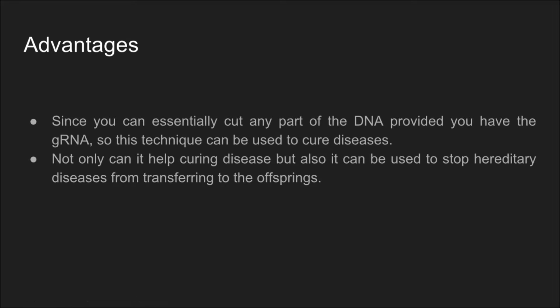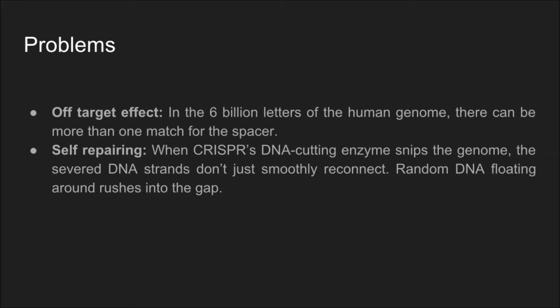So, advantages of CRISPR are mainly that since you can edit anything out of DNA, it can be used to cure many diseases. Not only can it be used to cure diseases, it can also be used to stop hereditary diseases from transferring to the offspring. Problems that the CRISPR system faces are basically off-target effects. What off-target effect stands for is that in the 6 billion letters of the human genome, there can be more than one match for the spacer DNA or the CRISPR RNA that you want to match.